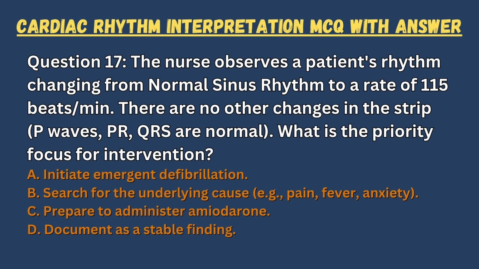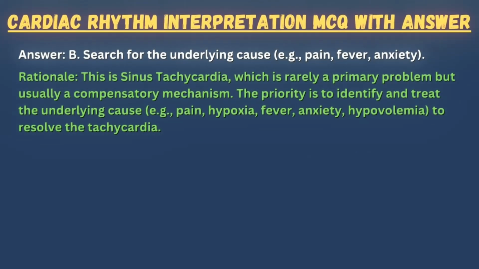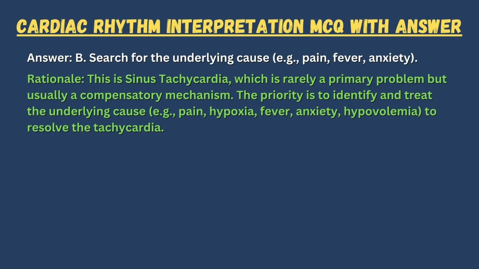Question 17. The nurse observes a patient's rhythm changing from normal sinus rhythm to a rate of 115 beats per minute. There are no other changes in the strip. P waves, PR, QRS are normal. What is the priority focus for intervention? A. Initiate emergent defibrillation. B. Search for the underlying cause, for example pain, fever, anxiety. C. Prepare to administer amiodarone. D. Document as a stable finding. Answer: B. Search for the underlying cause, for example pain, fever, anxiety.